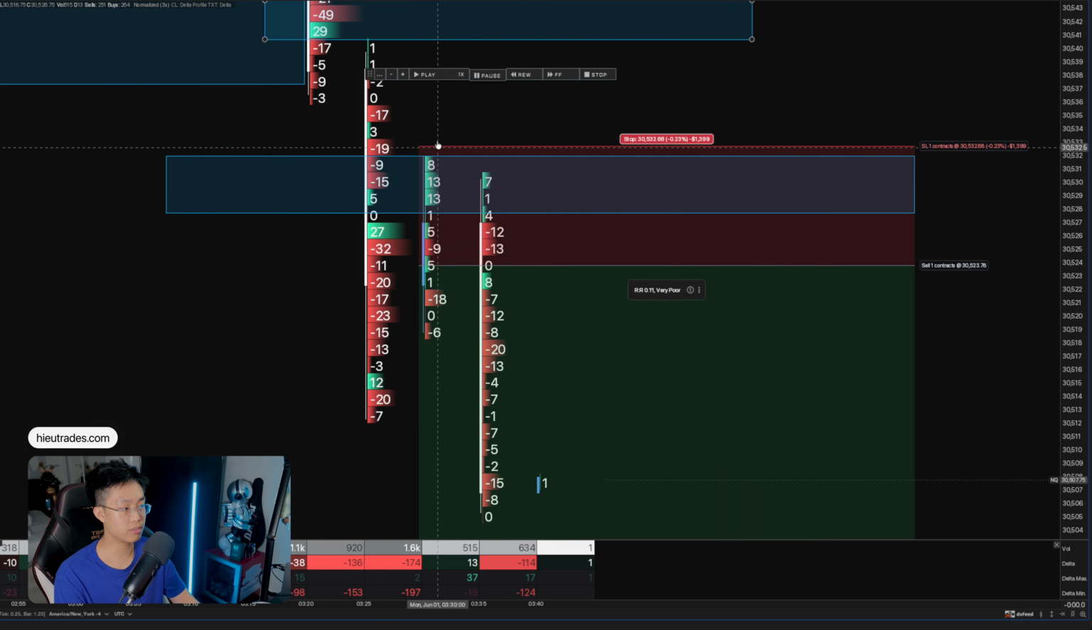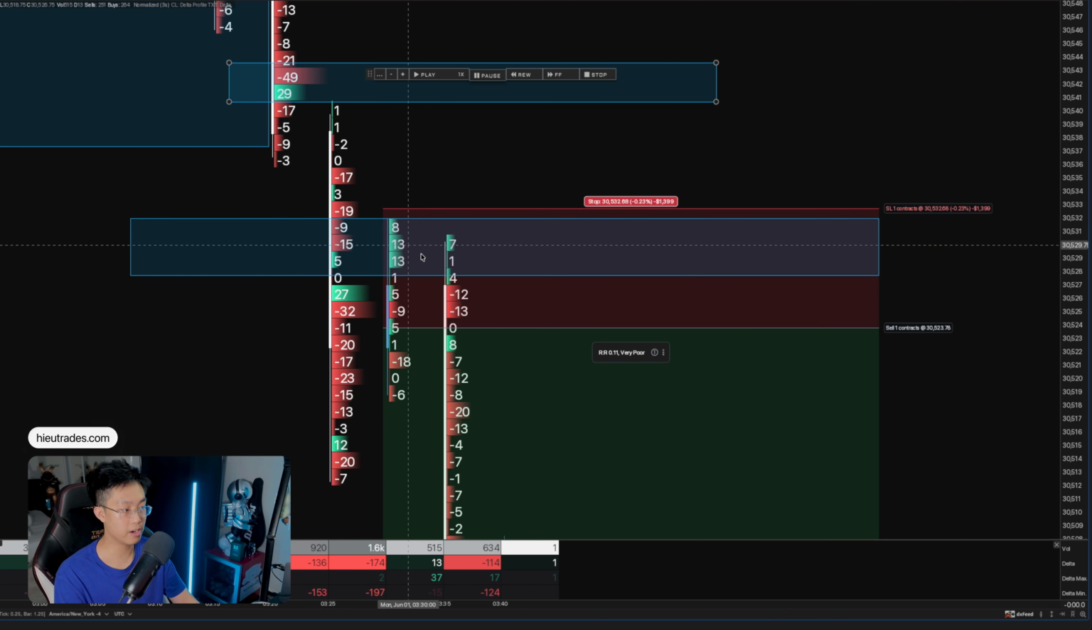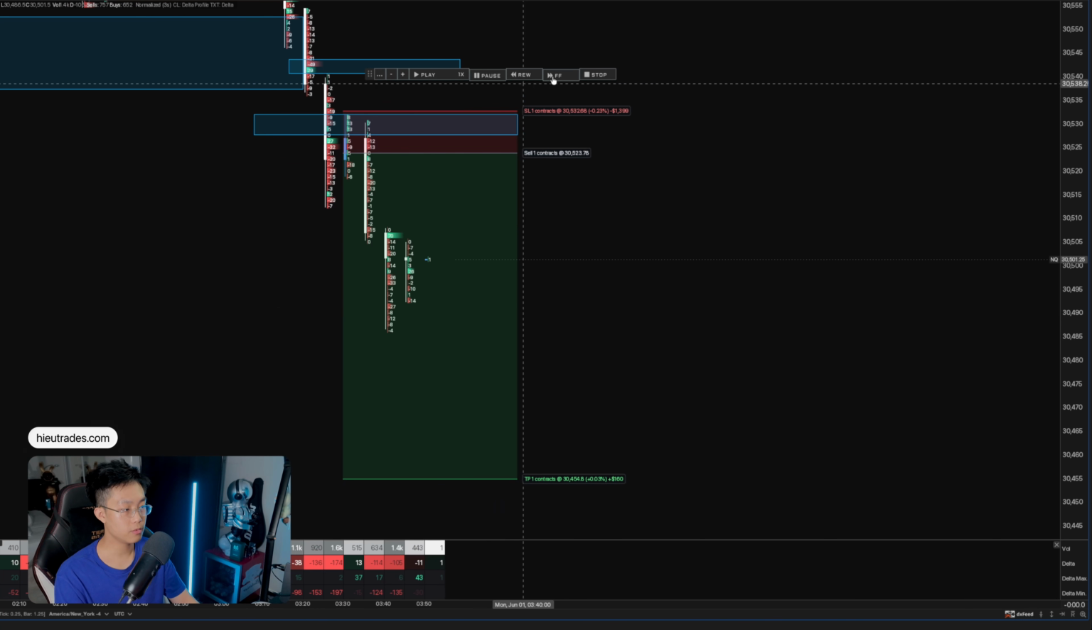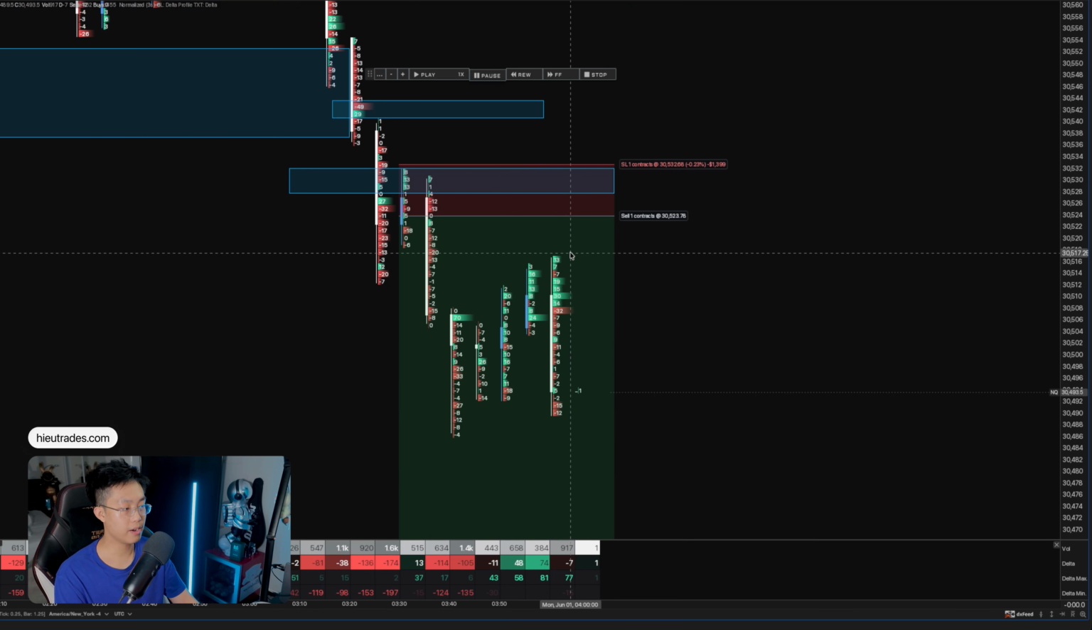Buyers tried to break us higher, but they couldn't. They ended up getting absorbed again. Selling initiation kicks back in. So here is a strong level in line with these aggressive sellers for protected sellers. So continue playing price out. Again, price retraces.